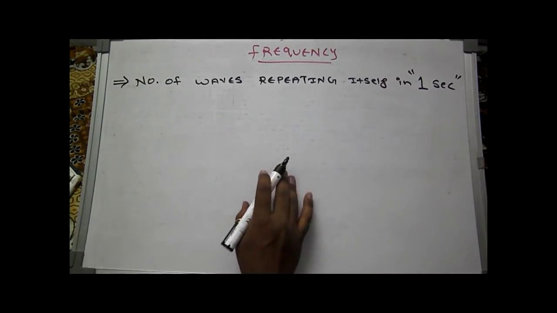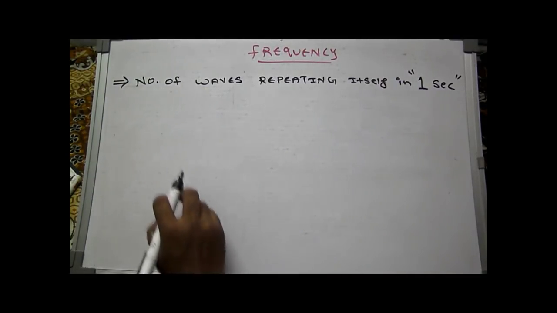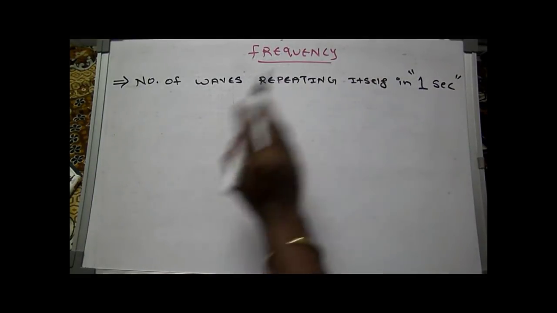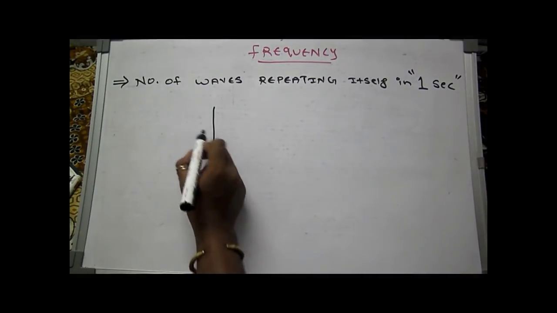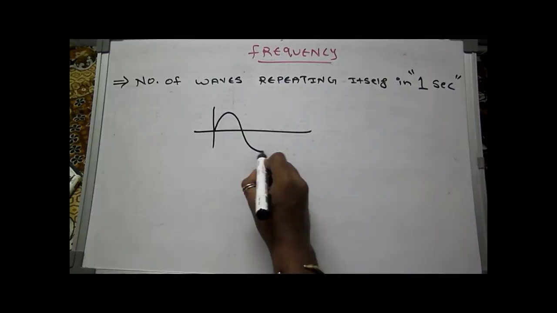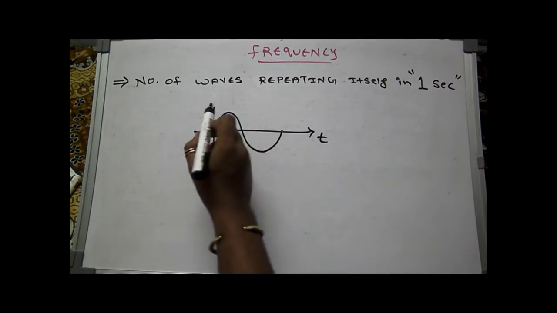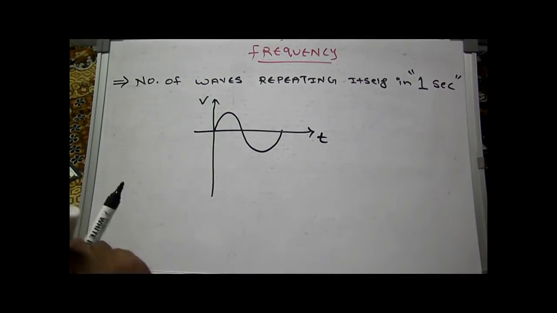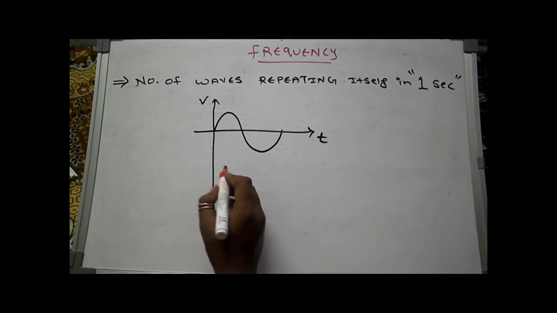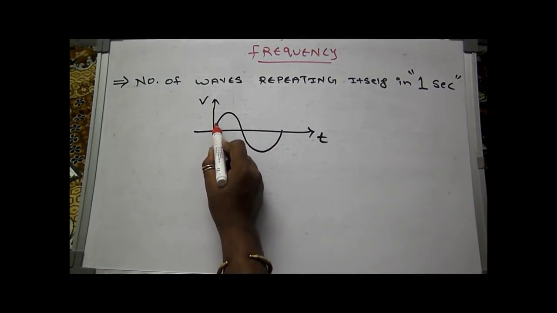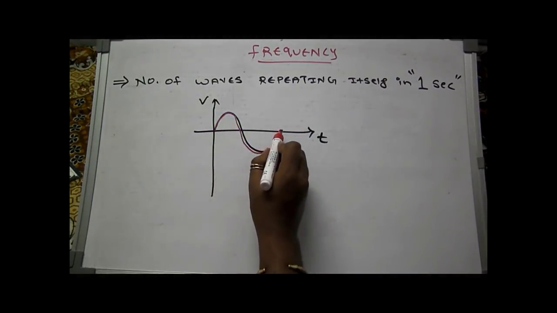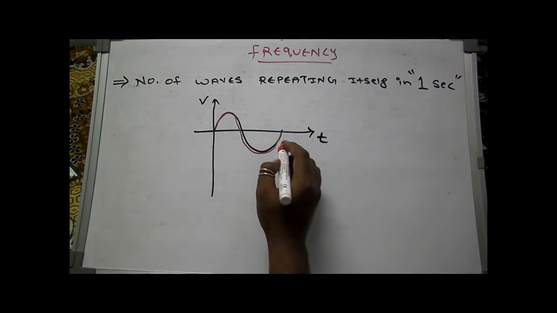To go into details of frequency, first let's see its definition. Frequency is the number of waves repeating itself in 1 second. If we draw a diagram of an AC waveform, if this is our sine wave, this is time t, this is the voltage axis, then we call it a full wave when the wave travels from positive from here and back to here. This whole is called one cycle, that is one wave.